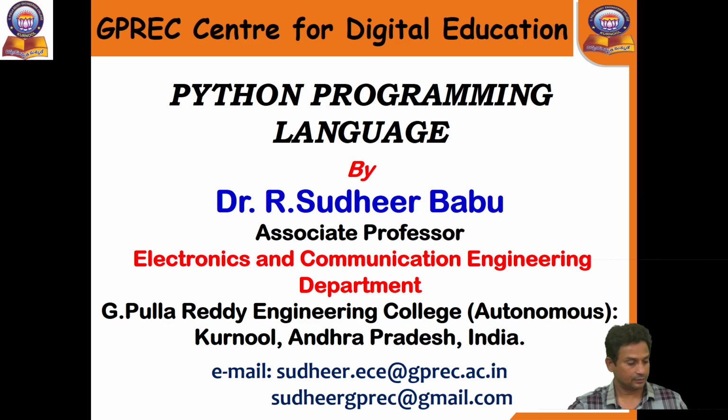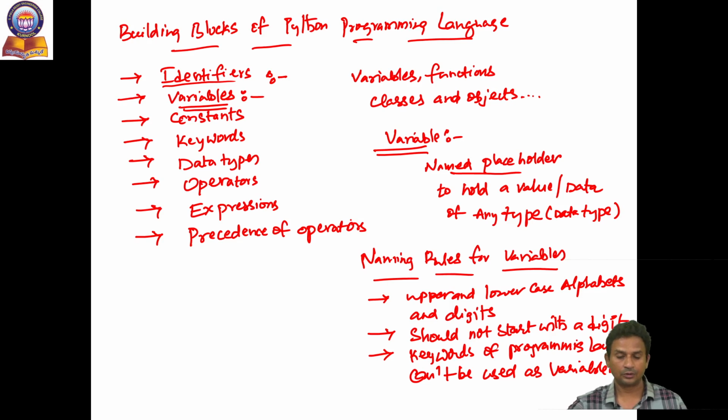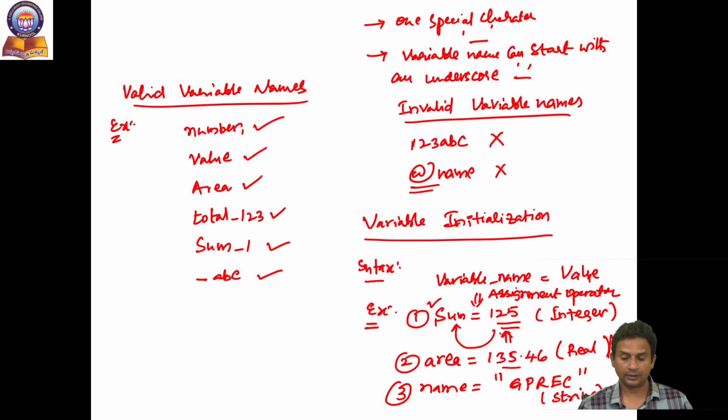So, last class, we were discussing the building blocks of the Python programming language. These are basically required to design the basic programs in Python. We have discussed identifiers, variables, constants, and keywords. So let us continue with the next concept, which is data types.